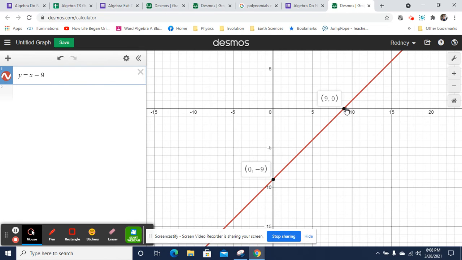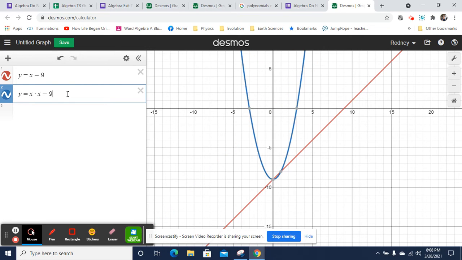Happens to have an x-intercept at 9, 0 as well. That's pretty cool. We're going to do the other one. y equals x times x minus 9. Now this one also has a y-intercept at -9. That's interesting to note. And then it also has two x-intercepts right here.